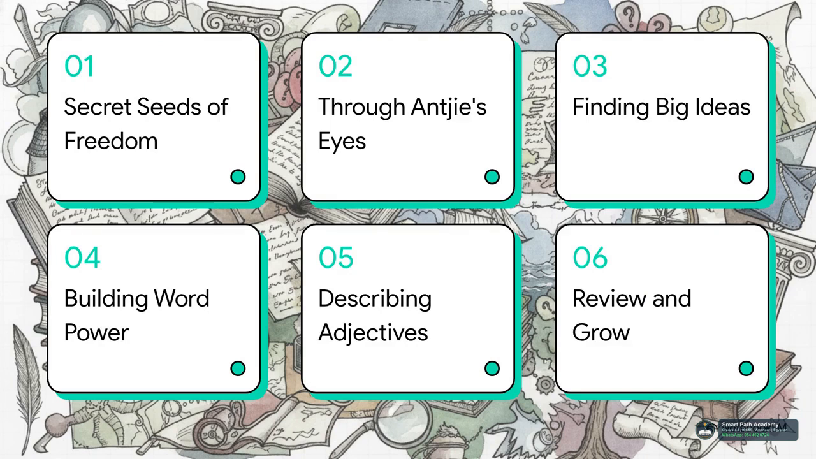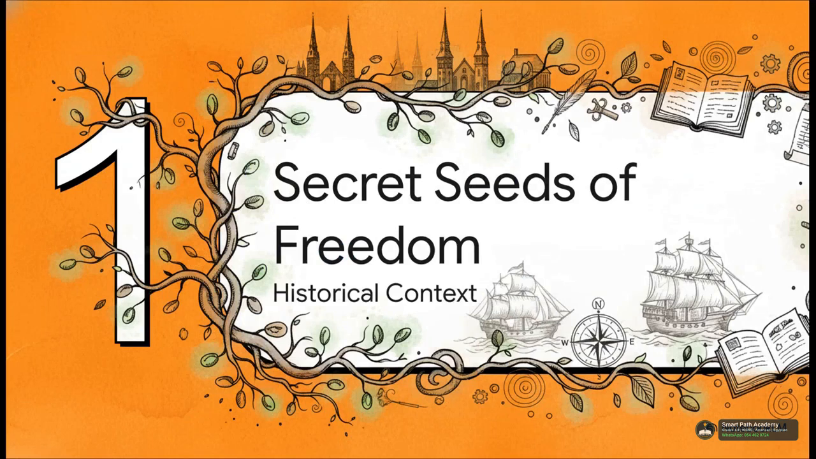Okay, here is our roadmap for today's explainer. First, the secret seeds of freedom. Second, history through Angie's eyes. Third, finding the big ideas. Fourth, building word power. Fifth, describing with adjectives. And finally, review and grow. Let's get to it.